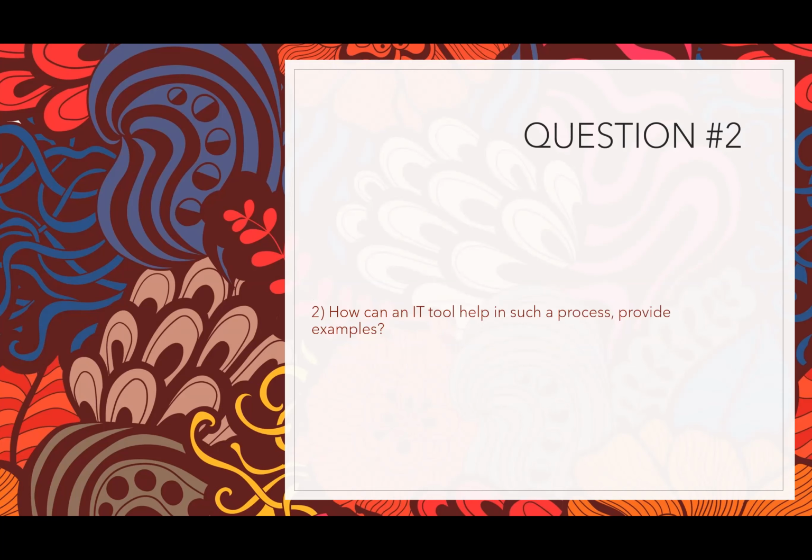For question number 2, how can an IT tool help in such a process? Provide examples. In response to the second question, an IT tool could be used to capture the patient's needs prior to an appointment. If a patient has scheduled an appointment, there could be a short form to fill out that addresses the concerns of the patient in detail should the patient want to give a full description. Of course, in an emergency situation, this would still be possible, but just not as possible due to pain-related emergency situations resulting in patients being in the most severe amount of pain, and not being able to focus on filling out a form.